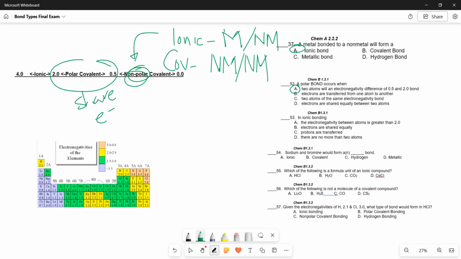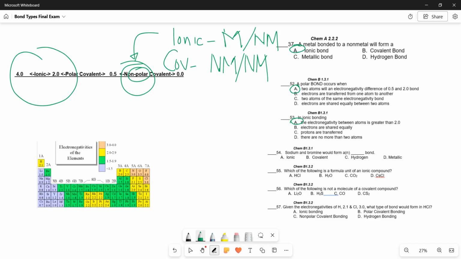53, ionic bonding. Okay, so with ionic bonding, we're now up in this section. A, in ionic bonding, the electronegativity between atoms is greater than 2. Yeah, that's true. Let's see about the other ones. B, electrons are equally shared. No, that's nonpolar. C, protons are transferred. No, we don't transfer protons. We transfer electrons in ionic bonds. So that's a trick question there. And D, there are no more than 2 atoms. That doesn't relate to determining bond type.